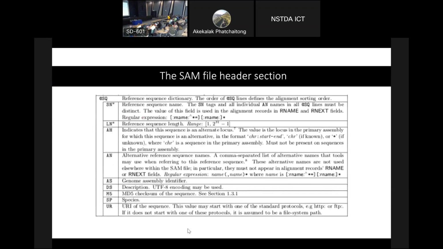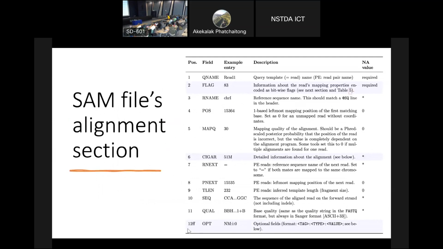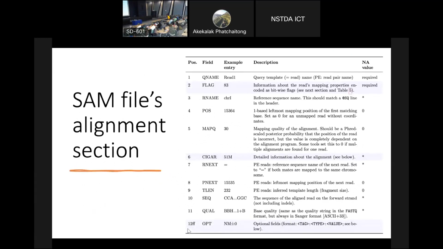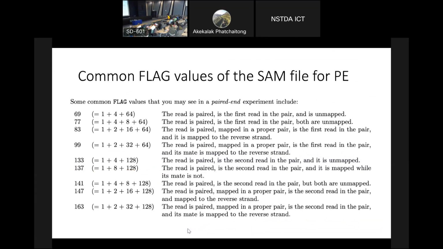For the header section, these are the rules. I'm not going to go through them; you can read this on your own. And for the alignment section, these are the different parts and what they mean. For example, the flag. The flag itself has a bunch of values that you need to be aware of. These values are mostly with regard to the type of sequencing, and whether it satisfied the various criteria or requirements for, let's say, paired-end sequencing or single-read sequencing.